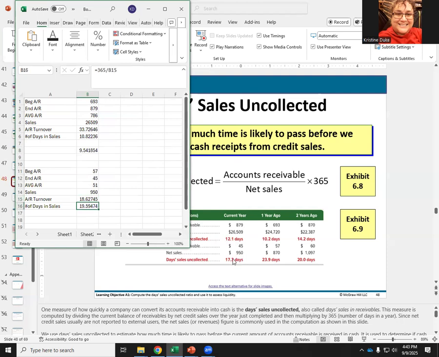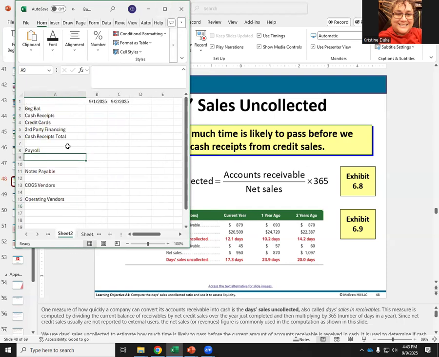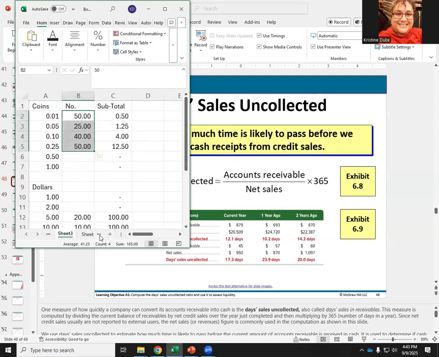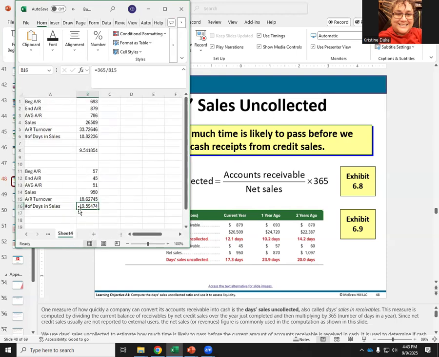So basically they're telling you how long it's taking you to collect your accounts receivable. I don't like the methodology they used. I like my method a whole lot better because that's how I've been taught. I take my beginning and ending, add it together, get my average. Sales divided by my average gives me my turnover. So it turns over 33 times in a year.